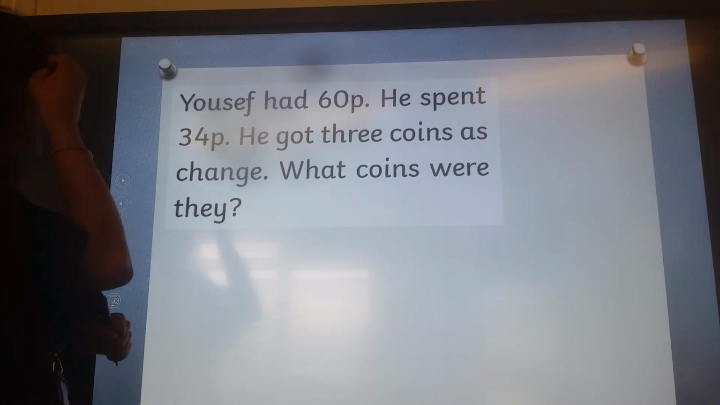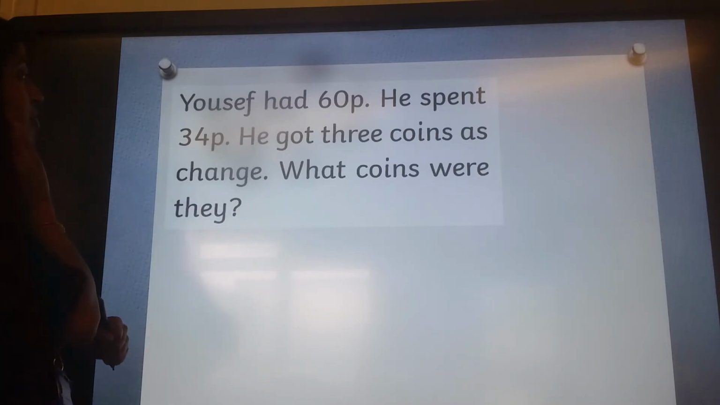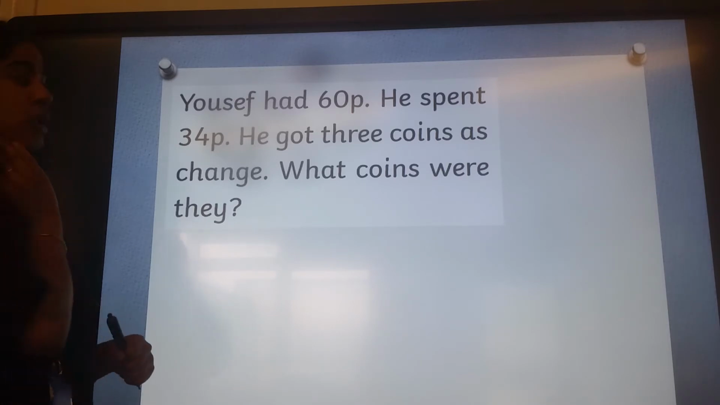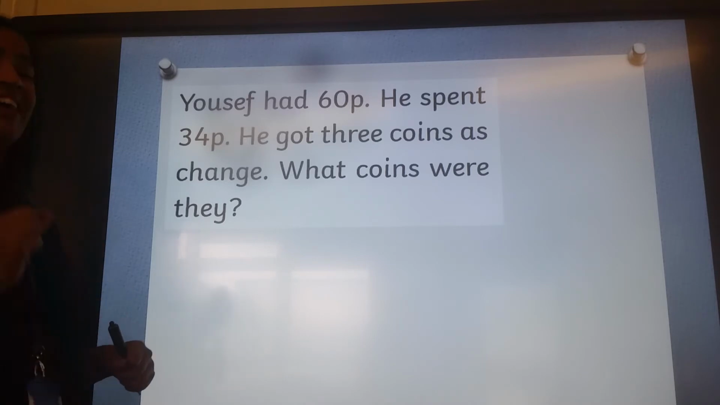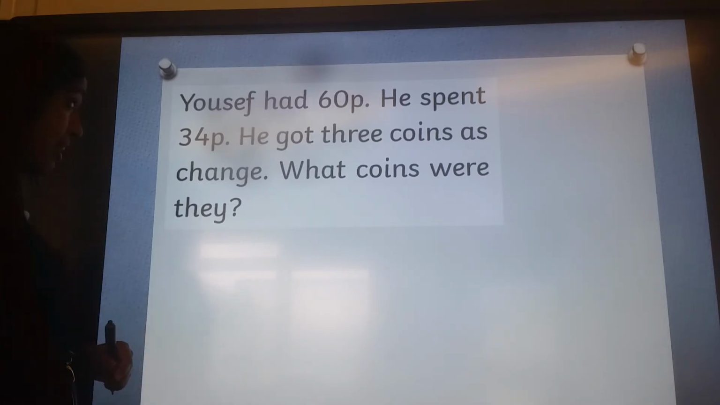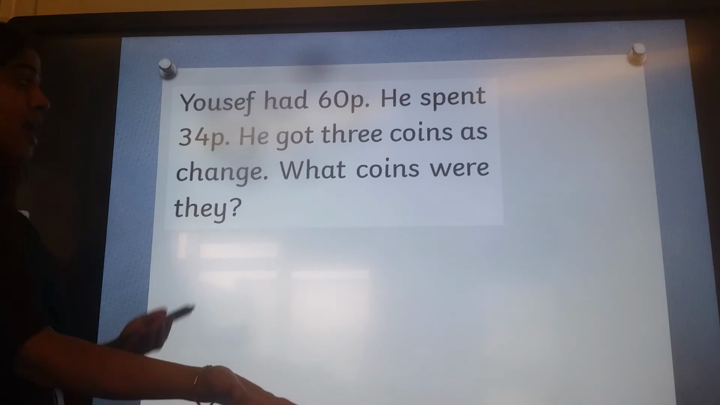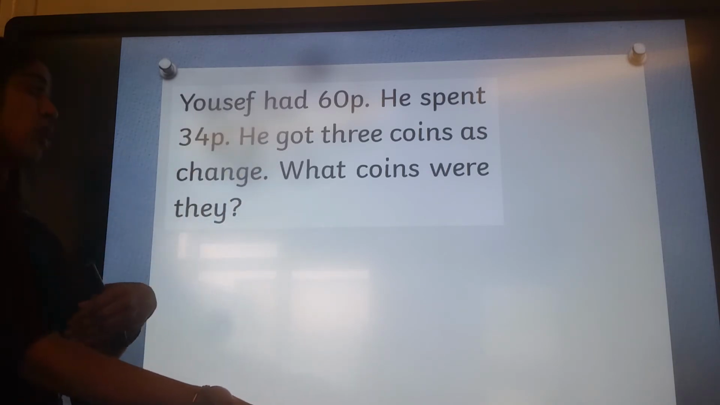Next question. Yusuf had 60p. He spent 34p. He got 3 coins as change. What coins were they? So let's look at that again. Yusuf had 60p. He spent 34p. He got 3 coins as change.